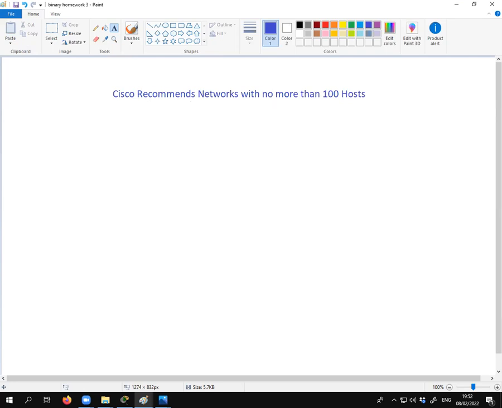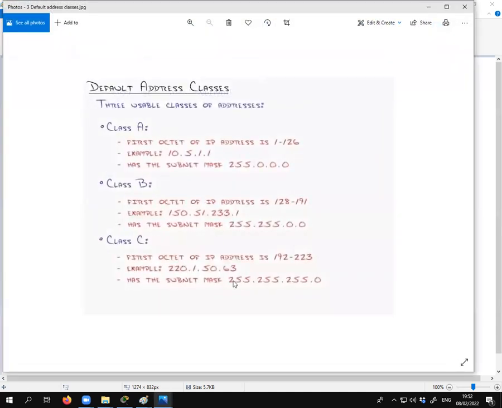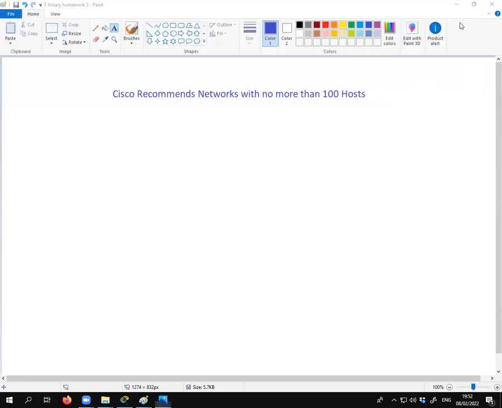So it's always a good idea to make your network smaller. You can divide your network. And how do you divide your network? By manipulating the subnet mask. You change the subnet mask. Once you change the subnet mask, you can make your network smaller. Let me show you an example.